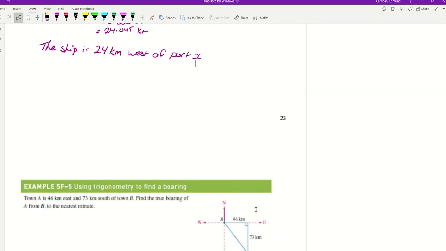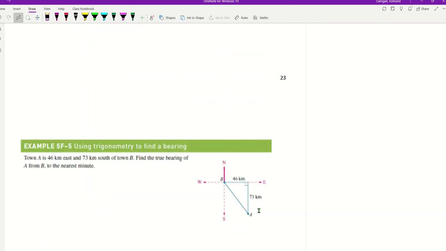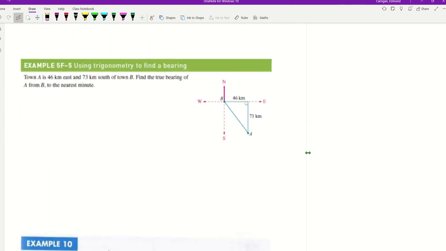Okay, let's have a look at our next question. We've got two more. Next one, example using trigonometry to find a bearing. So again, this is not one of our problems that we've seen. It's already telling us we're going to find a bearing. If we just highlight those things that are important, I think this is very good practice for you guys. Now we've got town A. It's 46 kilometres east and 73 kilometres south of town B. Find the true bearing of A from B to the nearest minute.